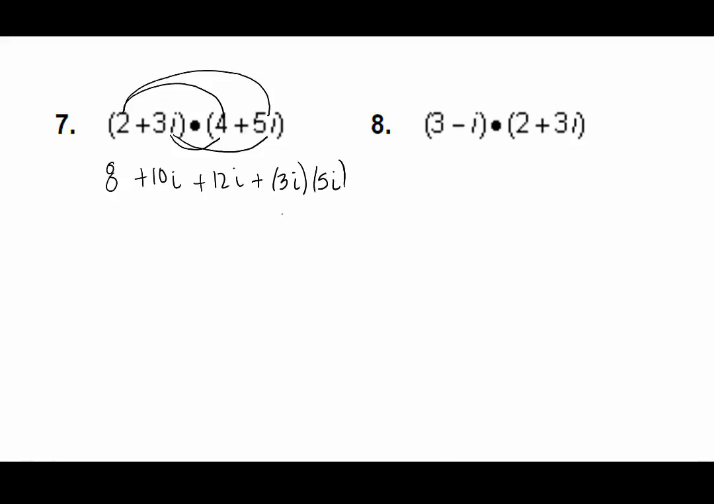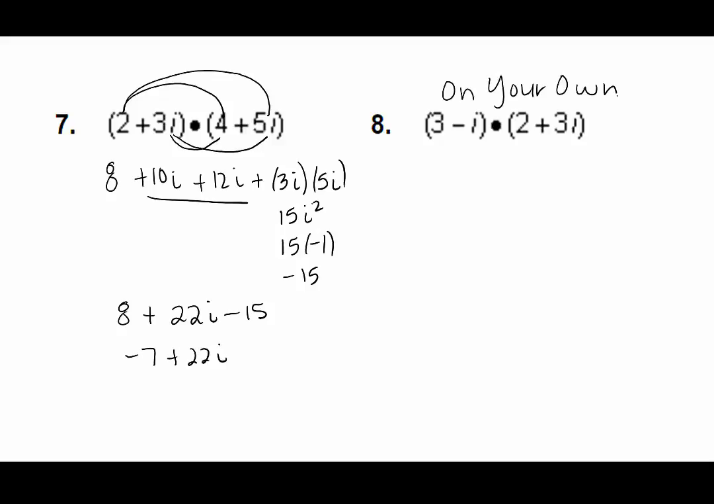So I multiply these and I get 15i squared. And I know that i squared is negative 1, so that makes negative 15. So I have 8 plus 22i minus 15. Combining like terms, I have negative 7 plus 22i. Okay, this one you are to do on your own. So use the concept of FOIL to multiply those two complex numbers.